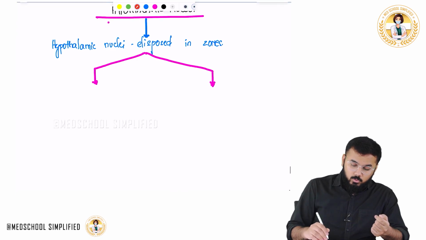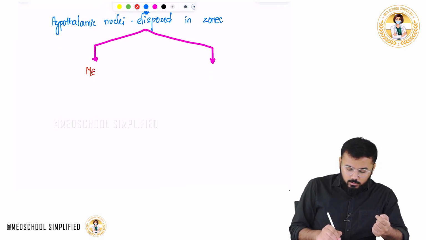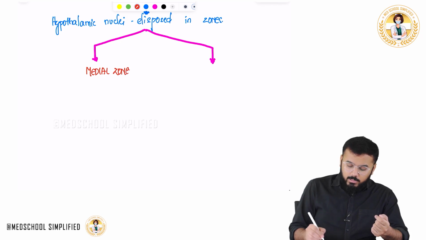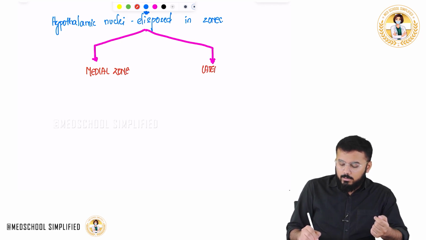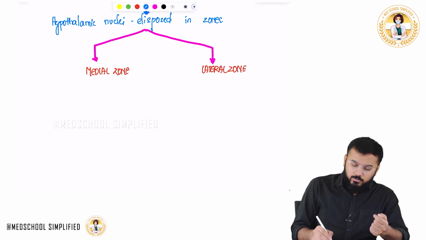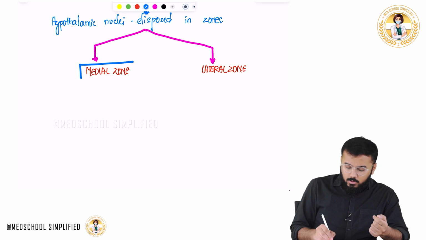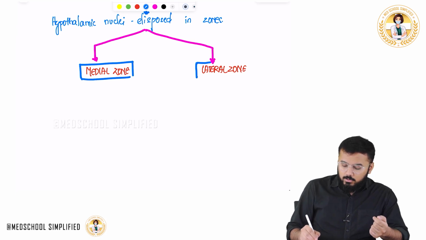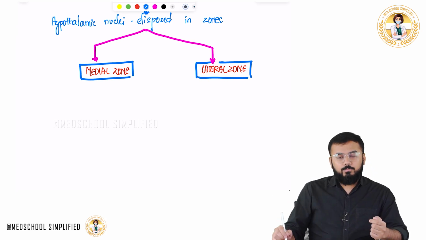One zone is called the medial zone, and the other zone is called your lateral zone. So we have two different types of zones: one is the medial zone and the other is your lateral zone.